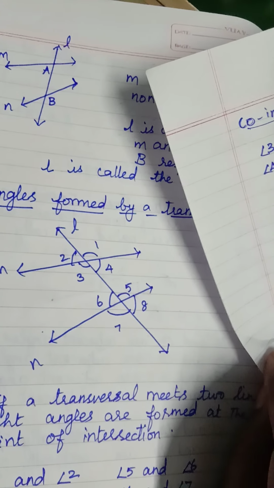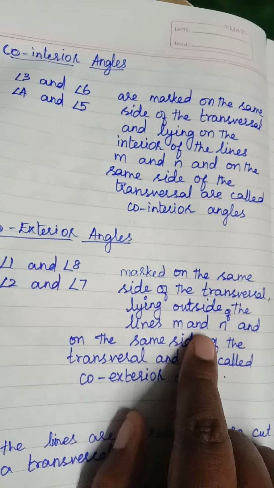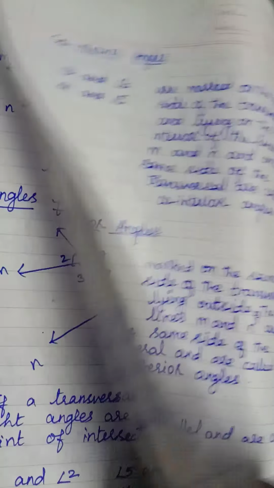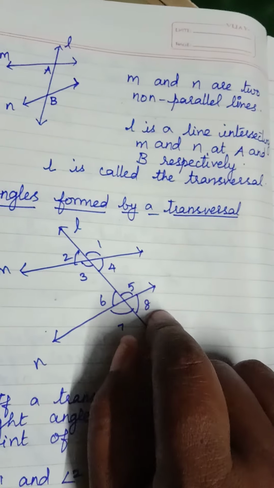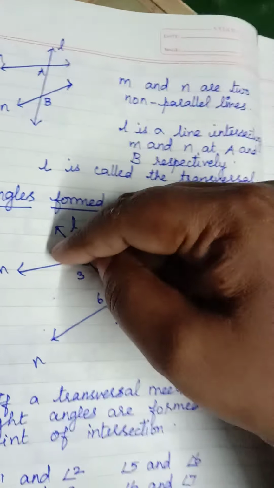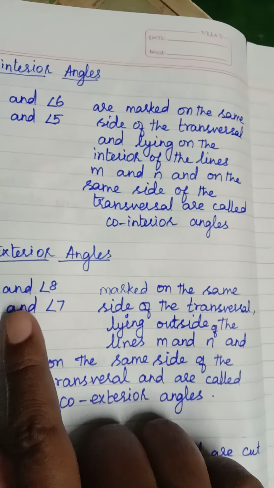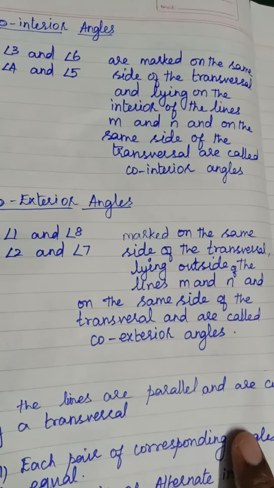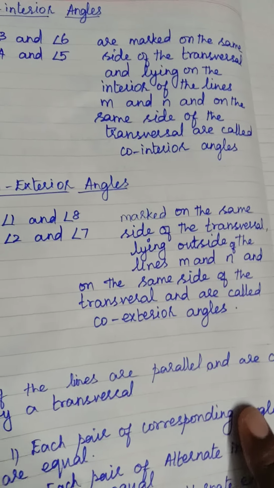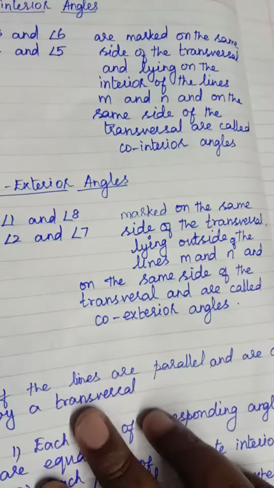What are co-exterior angles? If they are marked on the same side of the transversal and lying outside of the lines M and N, they will be lying on the same side of the transversal but lying outside. So angle 1 and angle 8, angle 2 and angle 7 are known as co-exterior angles. Now we have seen all the different types of angles while a transversal cuts two non-parallel lines.